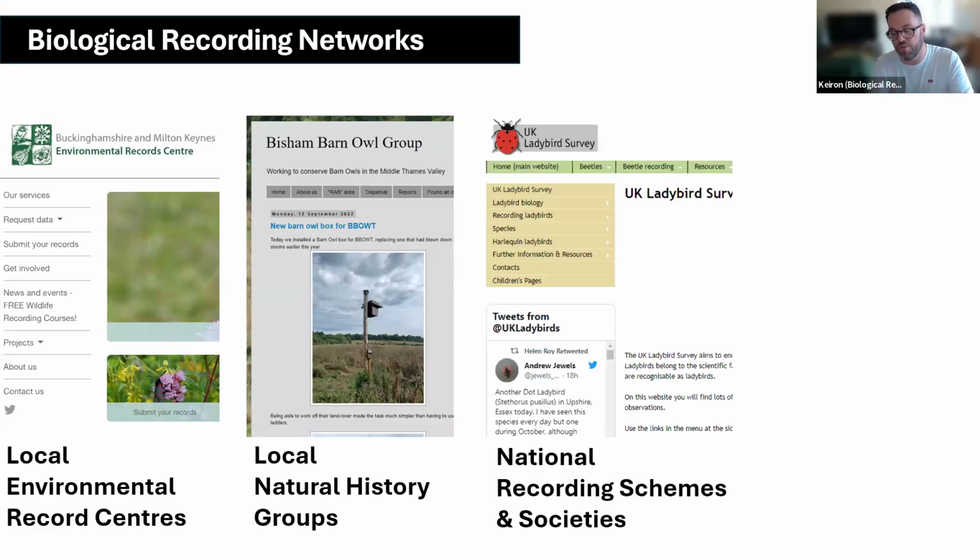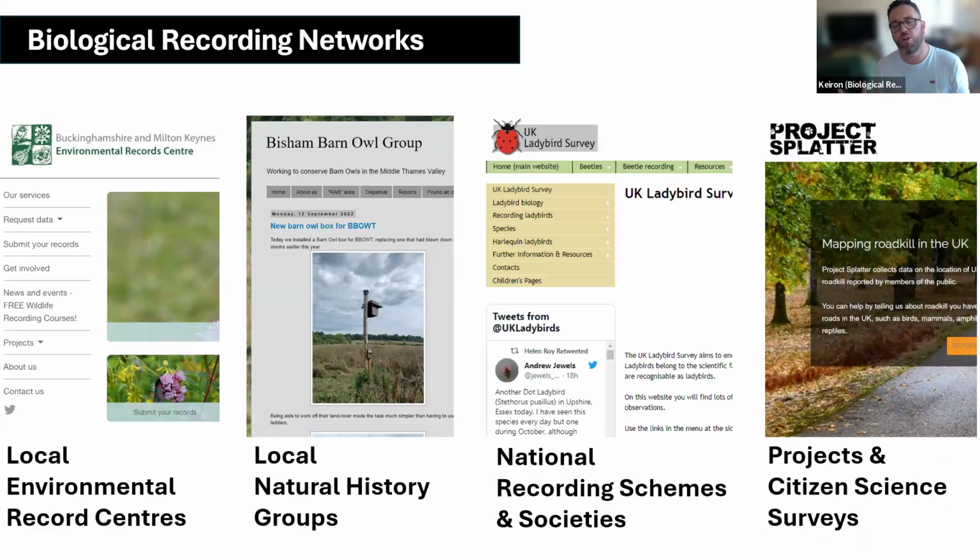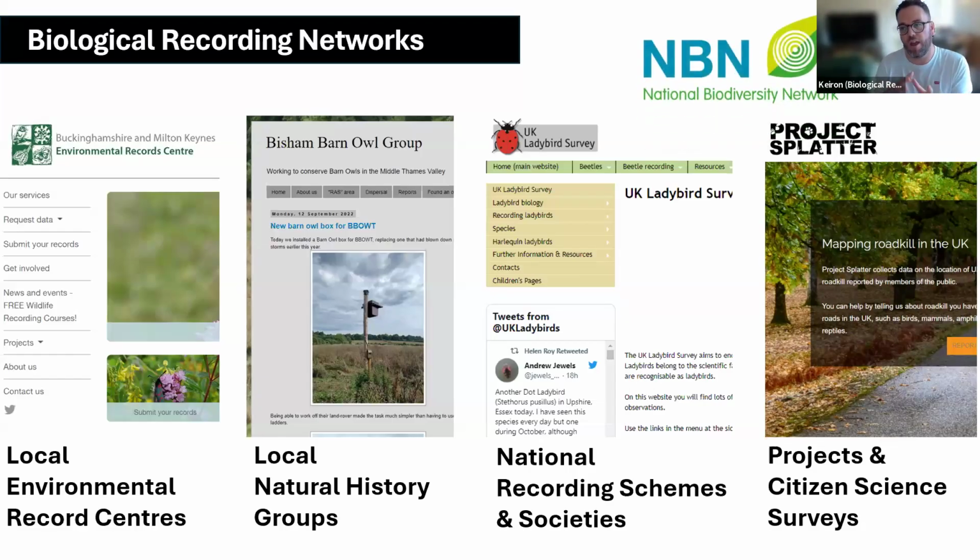Again, usually volunteer run. And then you've got other projects and citizen science surveys that maybe sit outside of these groups. So I've got, as an example here, Project Splatter, which is an initiative looking to map roadkill in the UK. I think it's since got a new name, although I love that name. So all of these different organisations will be collating data and using it for different purposes and potentially sharing it with one another as well. That is quite often done under the banner of the National Biodiversity Network and may be shared through platforms like the National Biodiversity Network's online atlas.